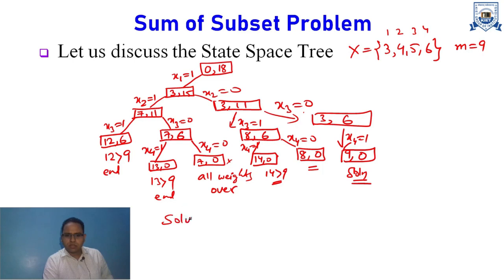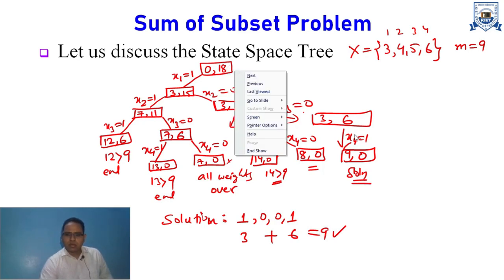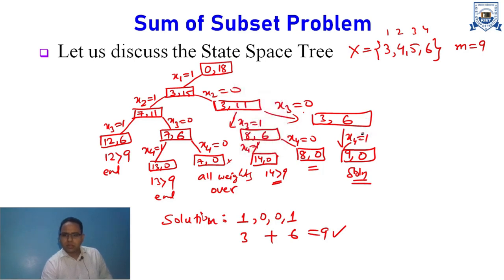I'm writing here inside. The solution that we have got is 1 0 0 1. It means 1 means include 3, and the last one includes 6. Simply add this, you can see we got 9 as the answer. Okay, now if you complete this space tree diagram, you will get the right subtree of this one here also. Here you can see again if you don't include, you don't get anything, I think.